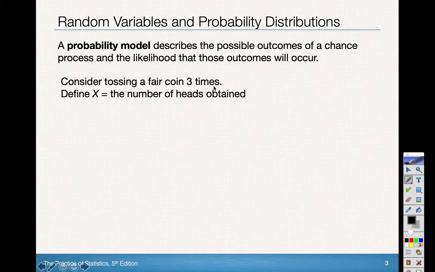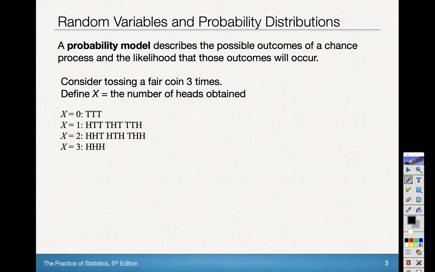A probability model describes, again, the possible outcomes of any sort of chance process and the likelihood attached to each of those outcomes. So we look at flipping 3 coins to get started. The outcomes we could have are tails, tails, tails, heads, heads, heads, and all of the combinations in between. And we let this random variable, which is typically a capital letter, be some sort of specific outcome with those coins. In this case, we're looking at the random variable of the number of heads. We could have 0 heads, 1 head, 2 heads, or 3 heads.